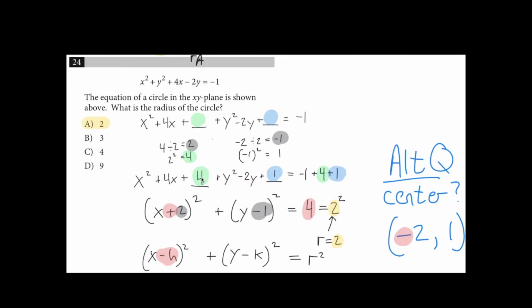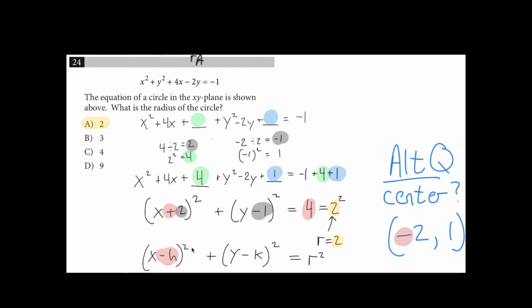Now, you do have to remember that you can't just add numbers into one side of the equation. You have to add them into both sides of the equation. So that's how this 4 and this 4 get added in, and this 1 and this 1. When you simplify that, you get positive 4. And if you stop there for the radius, then that would be the trap answer right here.